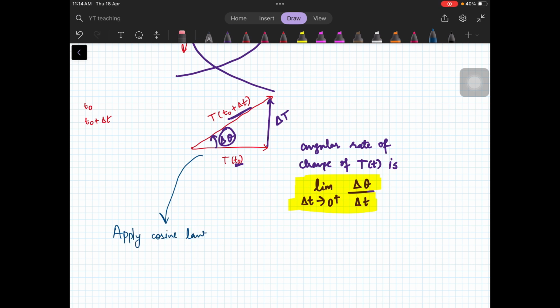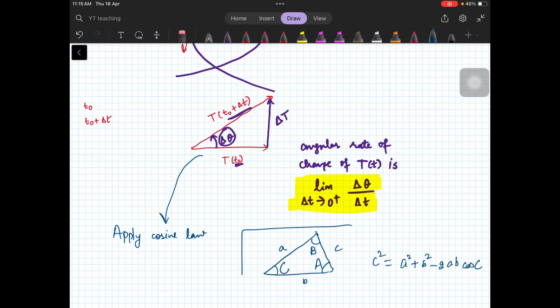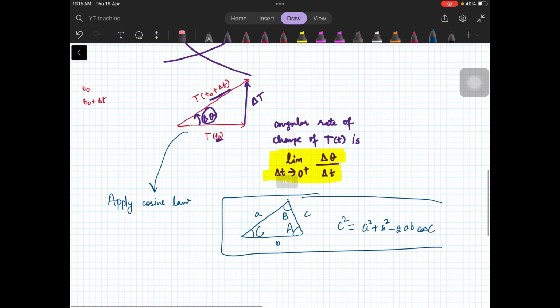So what is cosine law? You all know that cosine law is, if I have this is my A, B, C, this is angle theta, then we know that, okay, let us just keep, this is angle C, this is angle A, this is angle B. Then the law says that C square is equal to A square plus B square minus 2AB cosine of C. Okay, so this is the cosine law. Now try to apply it here.